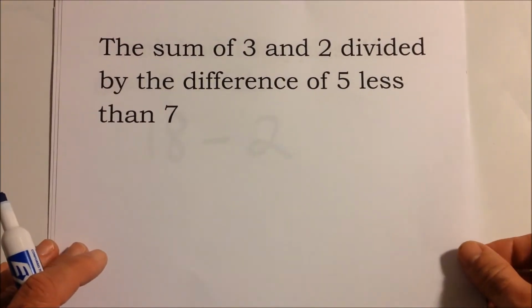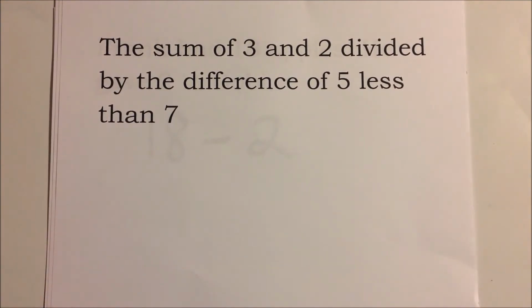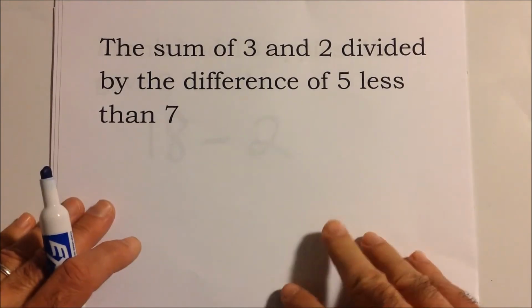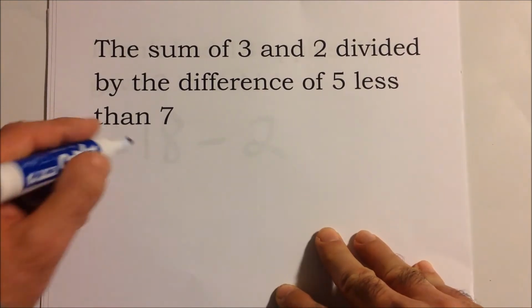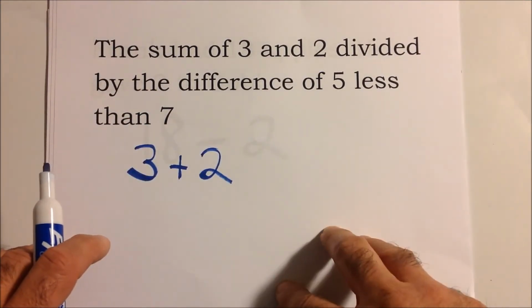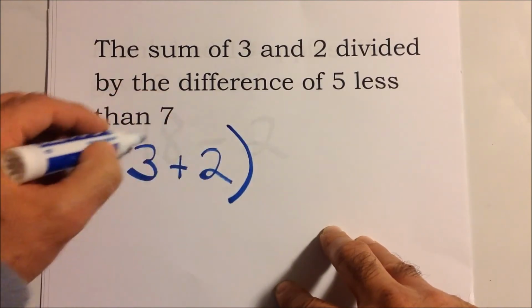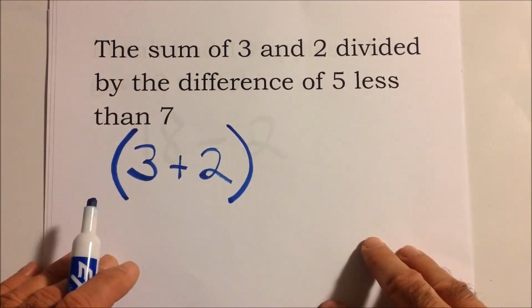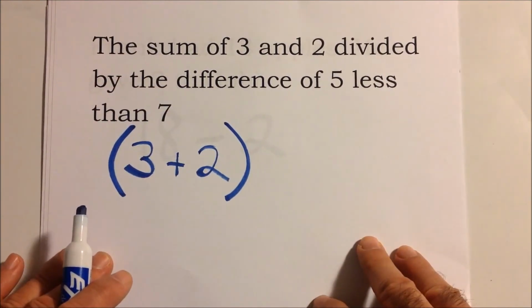The sum of 3 and 2 divided by the difference of 5 less than 7. So let's take this one at a time. The sum of 3 and 2. What's the sum of 3 and 2? That's 3 plus 2, right? Now what do we want to do with that? We want to divide it. So let's put some parentheses around here. We want to divide it by the difference of 5 less than 7.